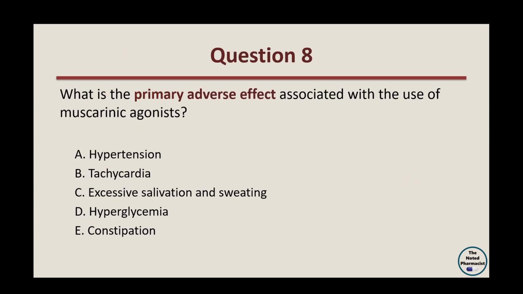Question 8. What is the primary adverse effect associated with the use of muscarinic agonists? Option A, hypertension. Option B, tachycardia. Option C, excessive salivation and sweating. Option D, hyperglycemia. Option E, constipation.